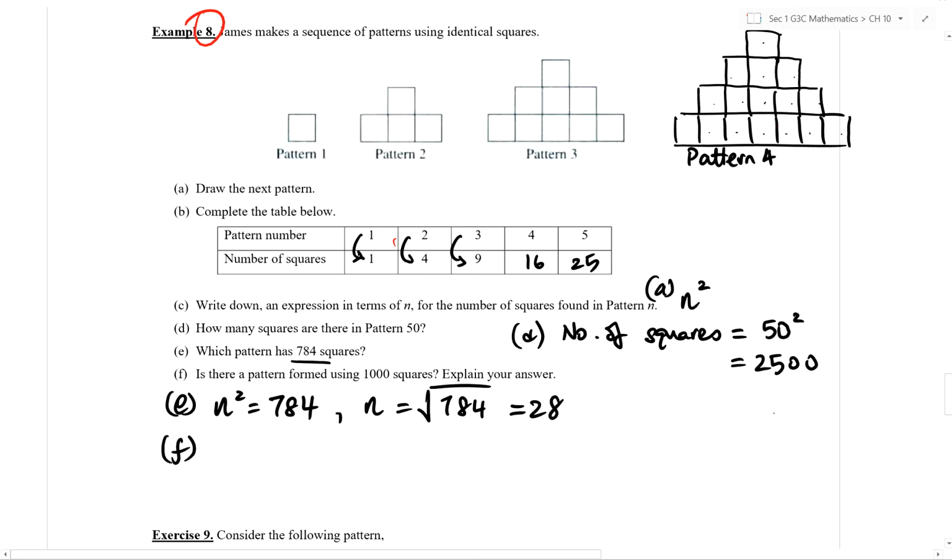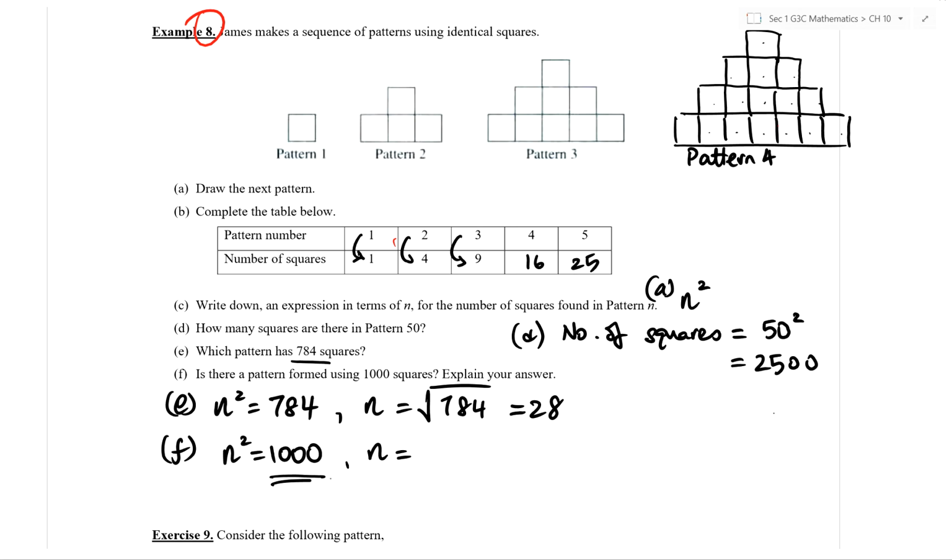Part F is, is there a pattern formed using 1000 squares? So another way of phrasing this is, is 1000 a term in the sequence of 1, 4, 9, 16, and 25? So we will assume that 1000 is a term. So let n squared equal 1000. Then find the value of n. We are hoping that n is going to be a positive integer, because if it is an integer, it will be a term. If it is not a positive integer, it will not be a term in the sequence. And quite clearly from here, we know that 1000 is not a perfect square already. So we know it is not a term.